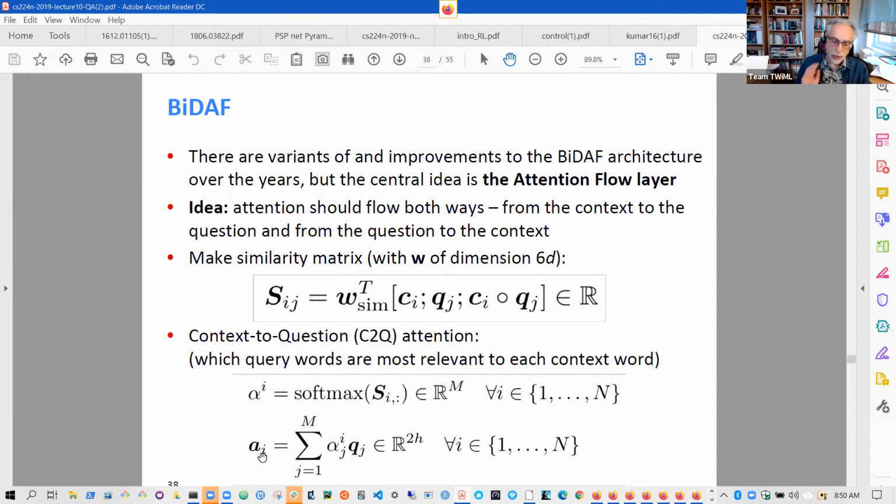So that's what this first piece is, for all i. This mathematical symbol means for all i. I, remember, is the context, the passage words. There are n words in the passage. There are m words in the query. Okay, so I know that went pretty quickly, but are there any questions about this? Basically, we're mapping each passage word, i, to an attention-weighted average of the question words.